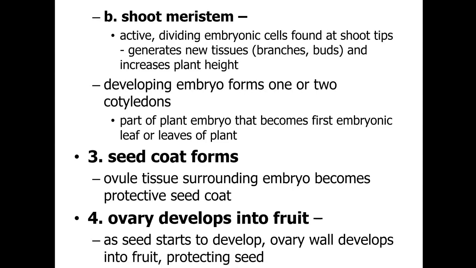Developing embryo is going to form 1 or 2 cotyledons, and remember that's going to make it a monocot or a eudicot. And so these are going to be its first leaves that come out. The seed coat forms, and so the ovule tissue surrounds that embryo and becomes very tough and protective, and then you have a protective fruit that forms over top of that.